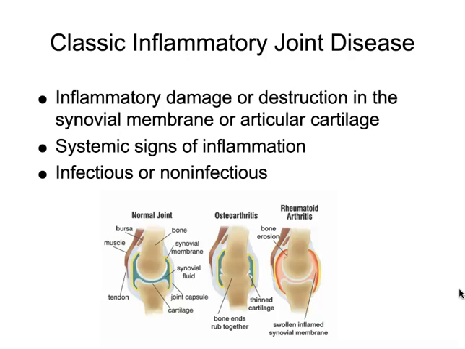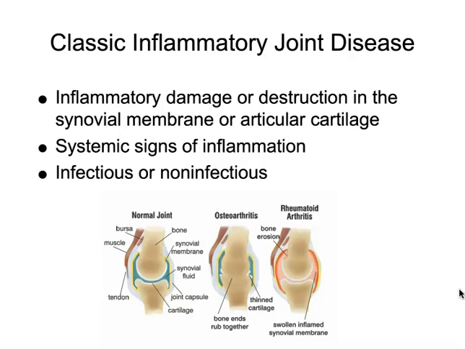So the most commonly used term for this is arthritis, where we are going to see inflammatory damage or destruction in the synovial membrane or articular cartilage. We're also going to see systemic signs of inflammation, things like a fever or leukocytosis, malaise, anorexia, and hyperfibrinogenemia. And with our classification of infectious or non-infectious.